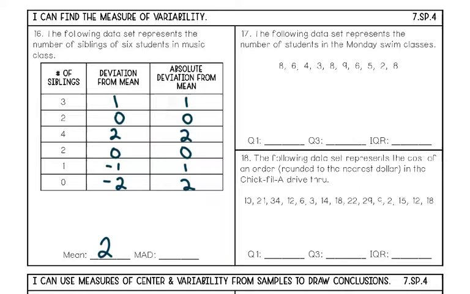Now when we find the mean absolute deviation, we have to find the mean of the new set of numbers. So these absolute deviations, we're going to add all those up. When we do that, we get a sum of 6.